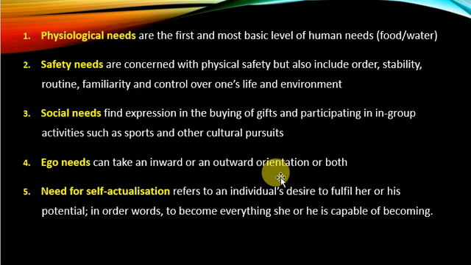Now, the first level in Maslow's hierarchy is the most basic needs of food and water and shelter, breathing, air, oxygen, everything that we need to survive. Once this has been satisfied, we can move to the next level, which is our safety needs, which concerns our physical safety. In other words, do we feel safe in the environment in which we live, in the houses that we live in? Is there stability in routine and familiarity and control over environment?